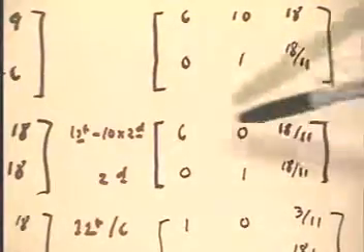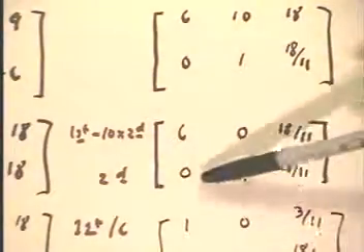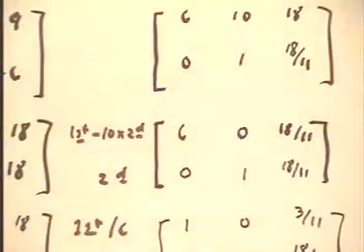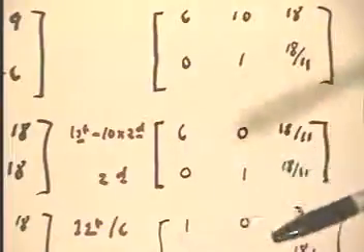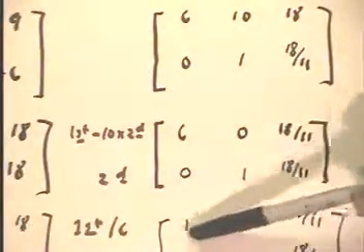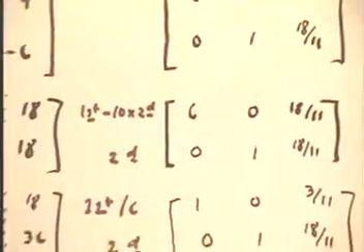And now we've got a 6, 0, 18/11, 0, 1, 18/11. This stands for the 6x equals 18/11. We want to know what x is. We want a 1 here. So what do we do? We simply divide this equation by 6, and we get this. Okay?